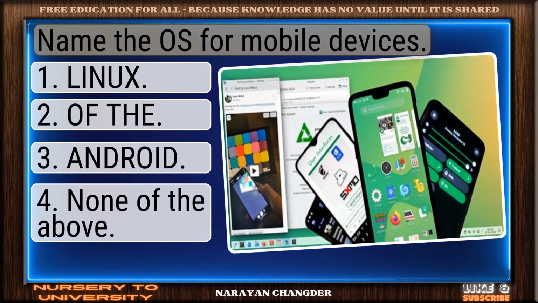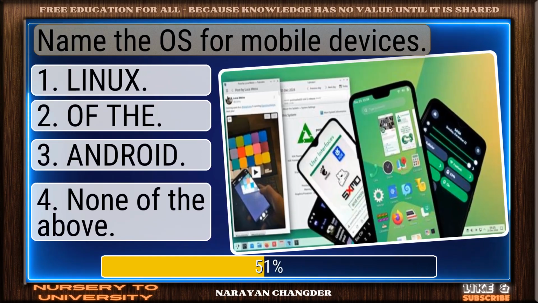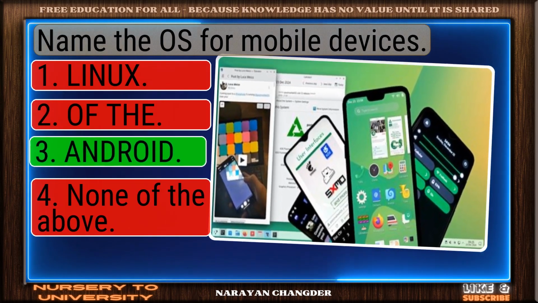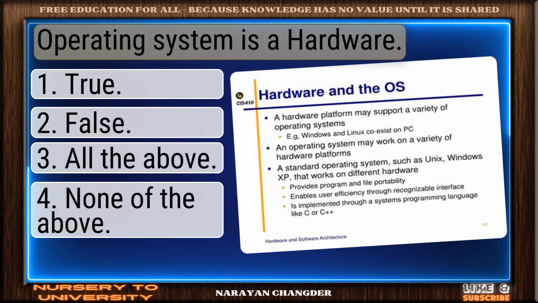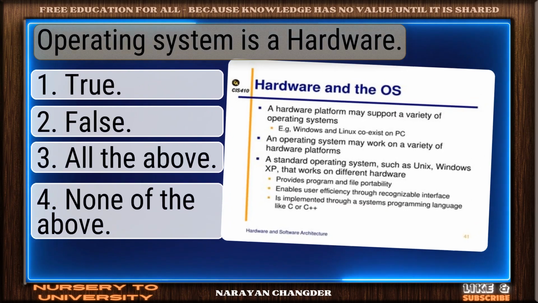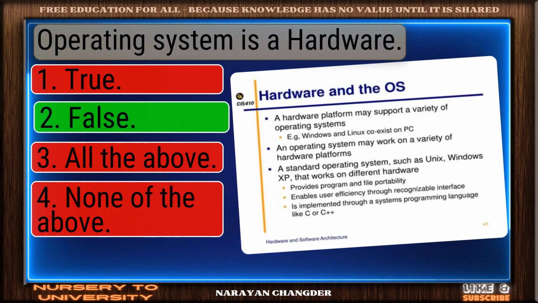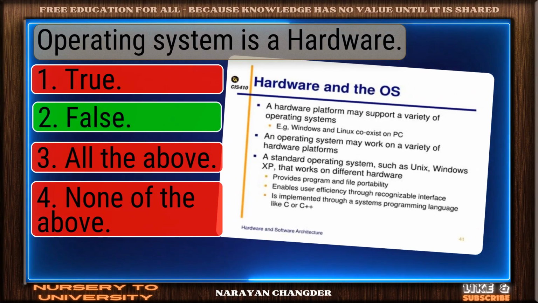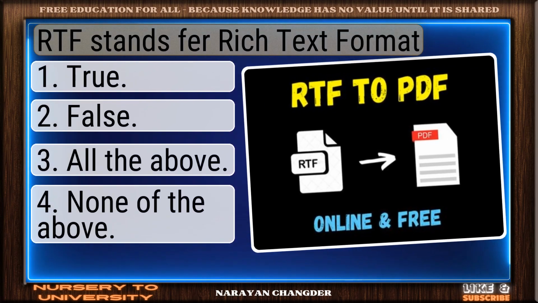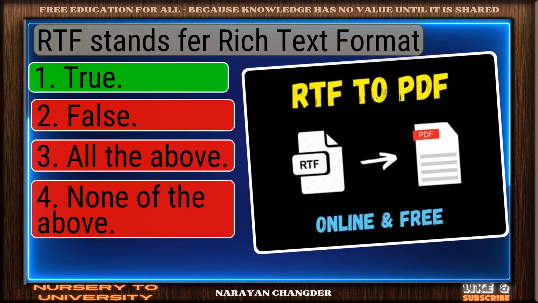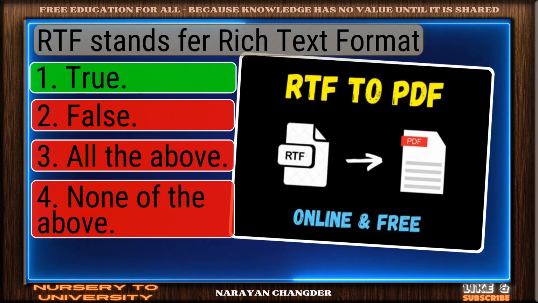Name the OS for mobile devices. Excellent choice. Android is the right answer. Operating system is a hardware. Well picked. False is the correct answer. RTF stands for rich text format. Exactly. True makes sense and it is the right choice.